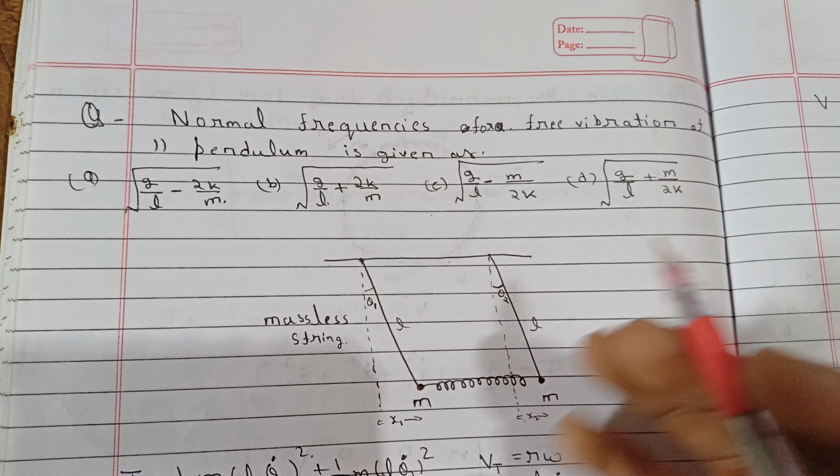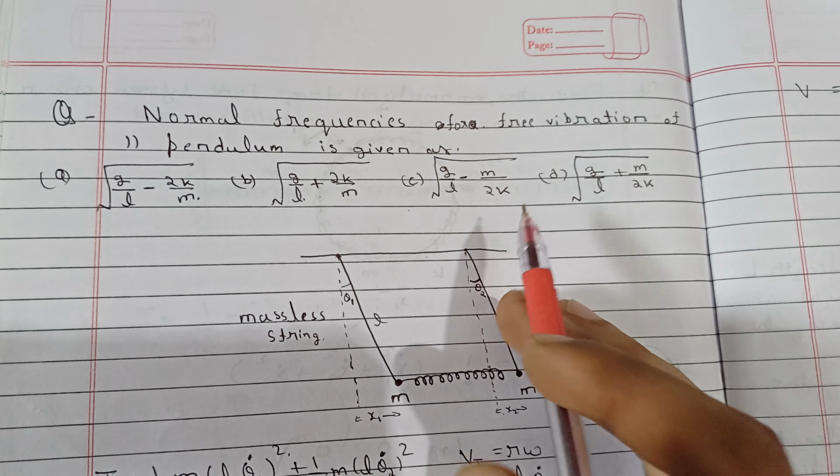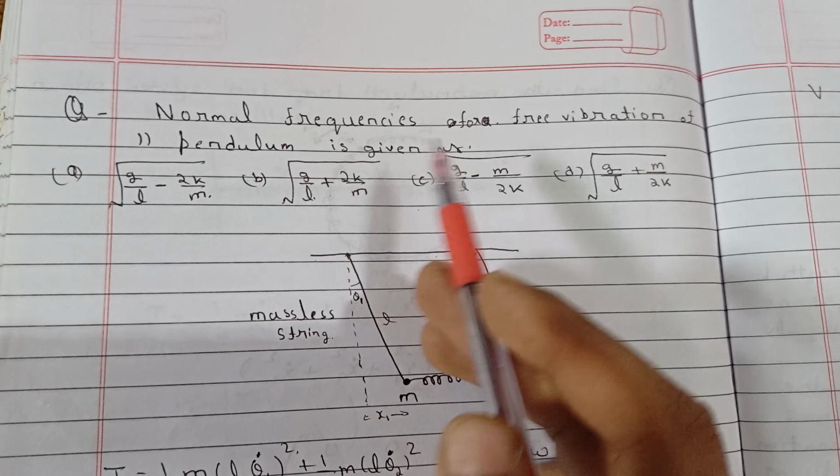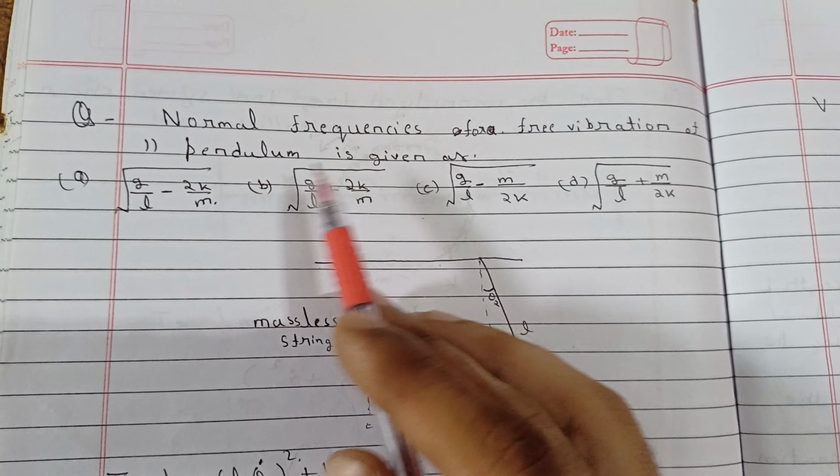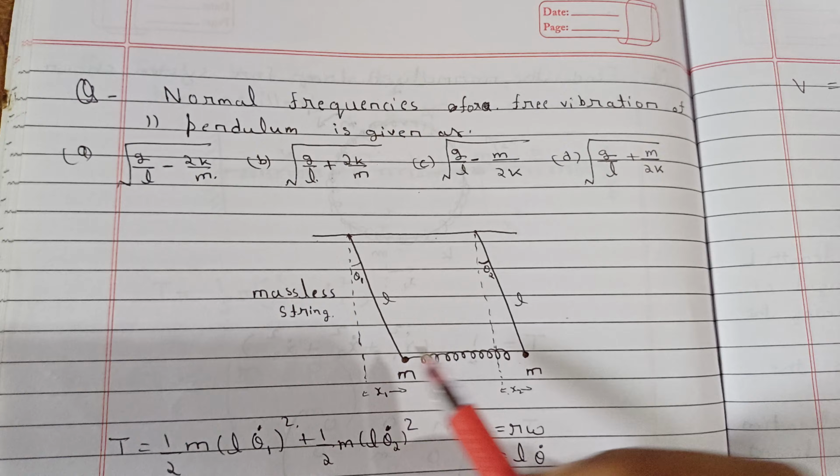So these are all previous year questions. You must know what kind of questions are asked from small oscillations. The normal frequencies for free vibration of a parallel pendulum is given by. So this is your parallel pendulum.